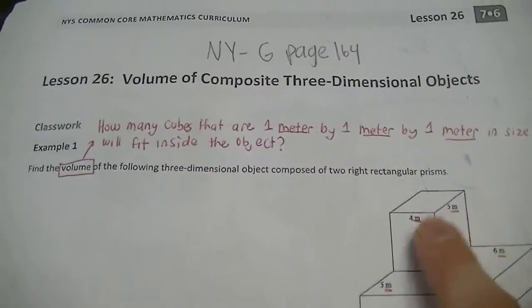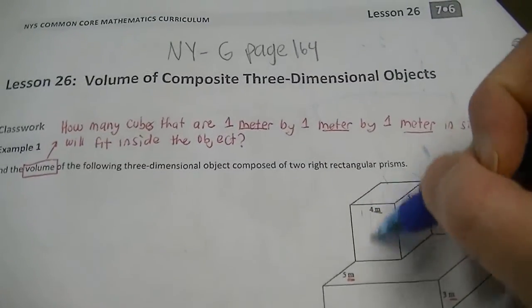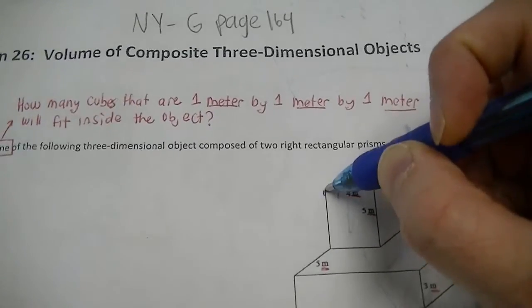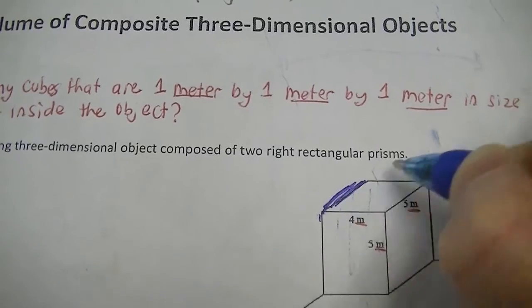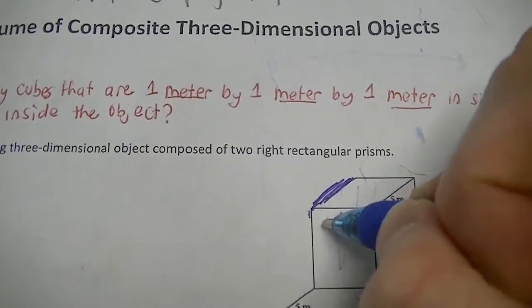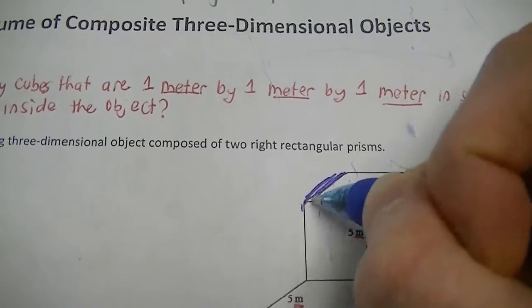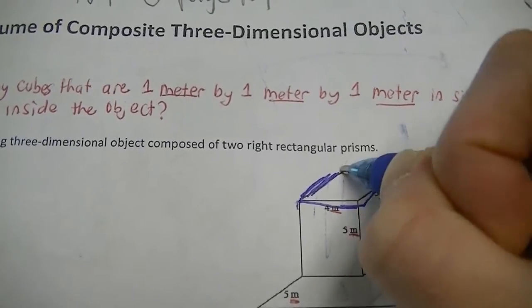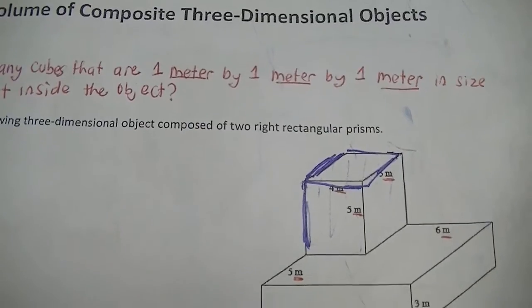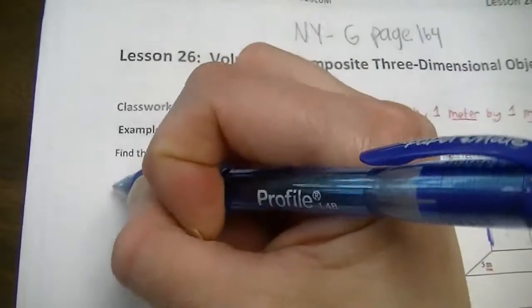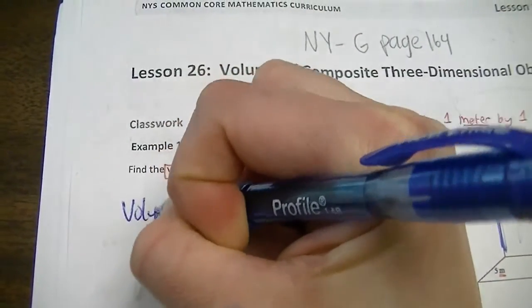So for this top one right here, I'm going to associate all of its work in blue. To find the volume of this rectangular prism, you can do it either way. You can find the area of this face, then multiply it by h, or you can find the area of this and multiply it by h. Either way is going to work. So let's find the volume of that.